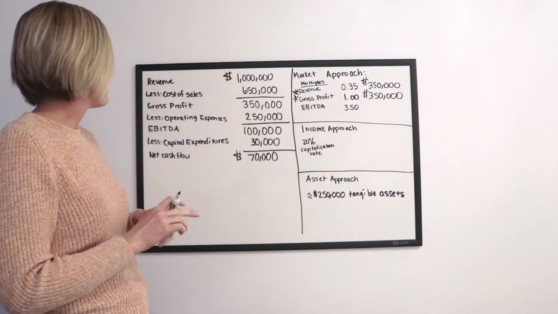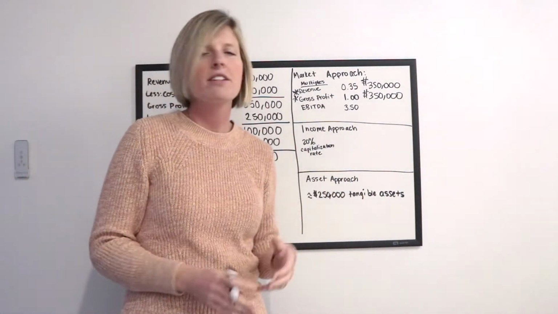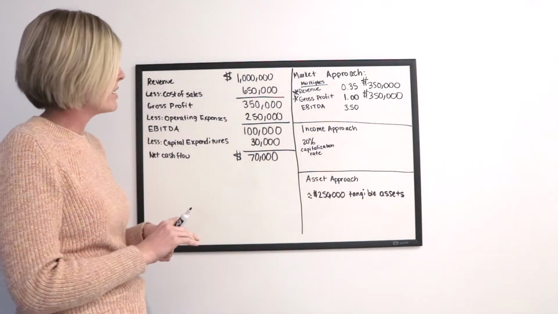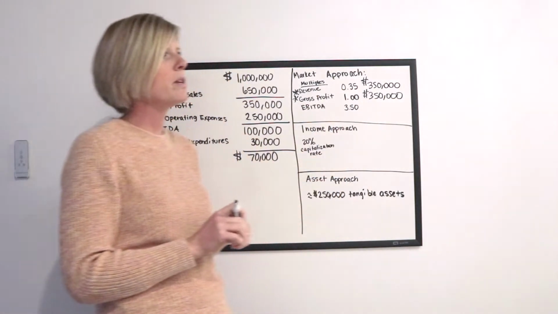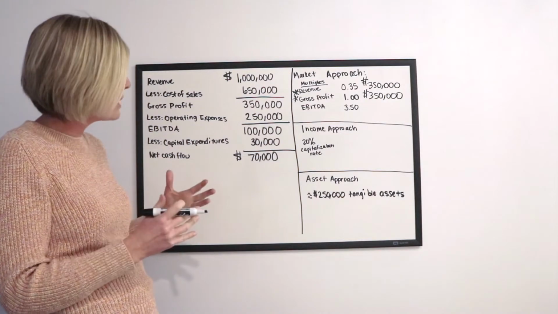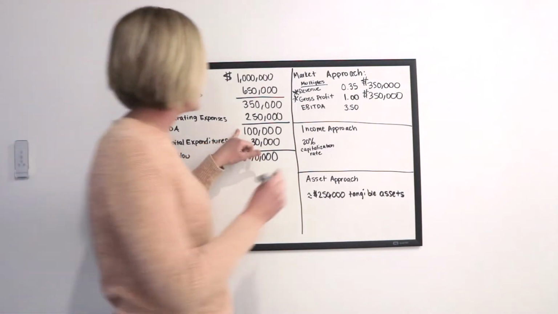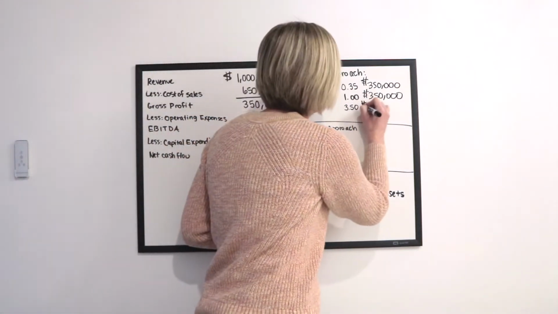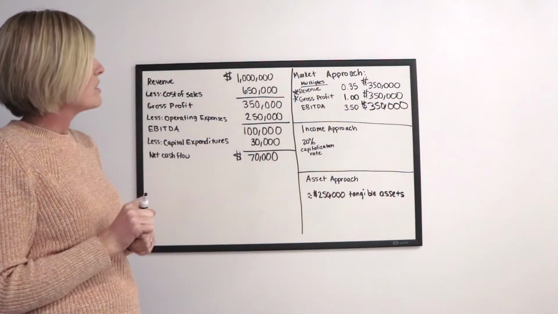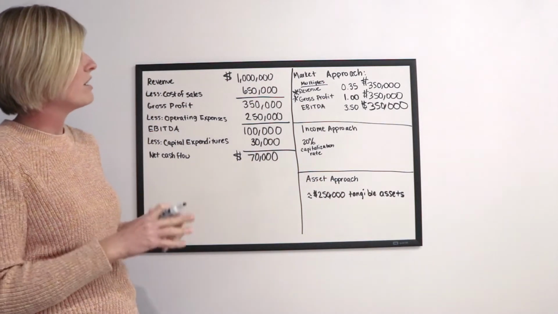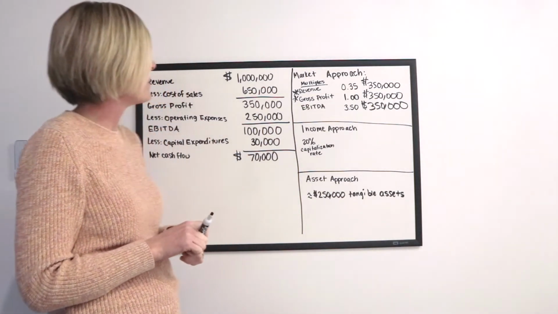Now let's go to our EBITDA number. Again, we've looked at all these companies, we've aggregated the values, and we've come up with a median multiple of 3.5. So we can assume that our company would sell for 3.5 times EBITDA. We take our EBITDA, multiply it by the 3.5, and we're all shocked that we got 350 again. So our market approach is pulling a pretty consistent number of 350 for this company.